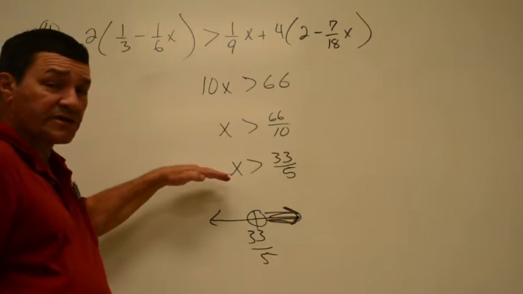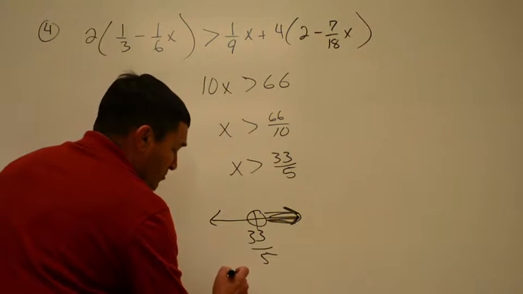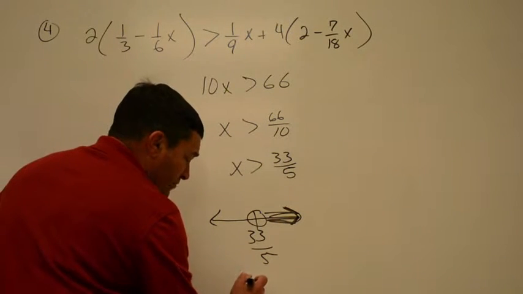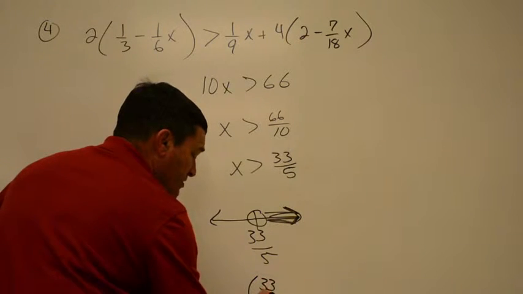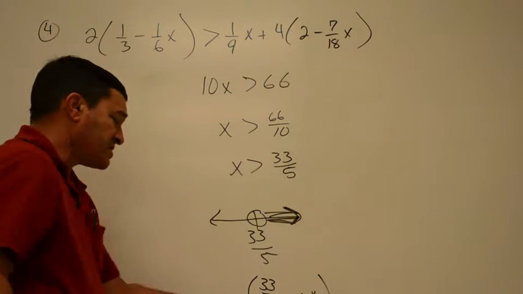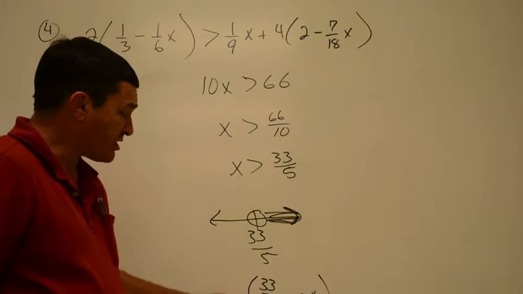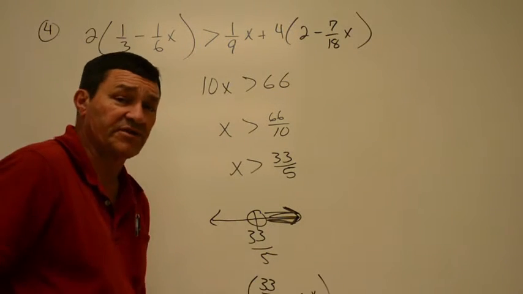Remember I showed you one other way in the last problem to write your answer. That would be interval notation. The way you would write this one, because we're not including the endpoint 33/5, we will use a parenthesis instead of a bracket. And this interval notation means all of the numbers starting greater than 33/5 and on out to infinity.